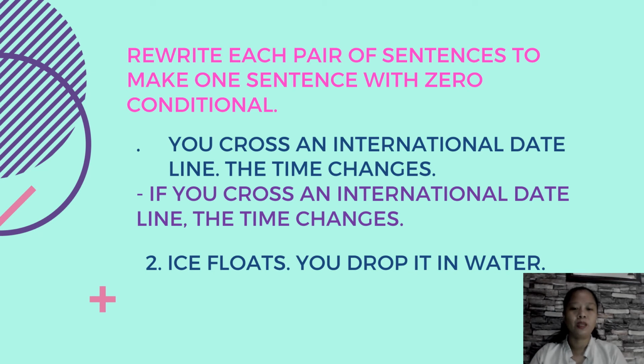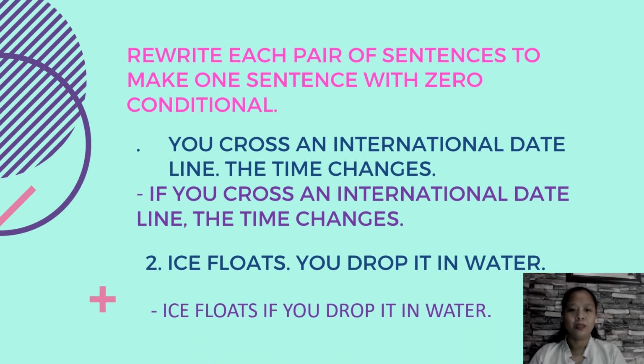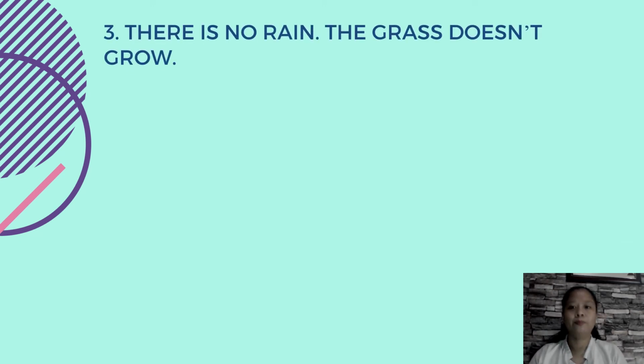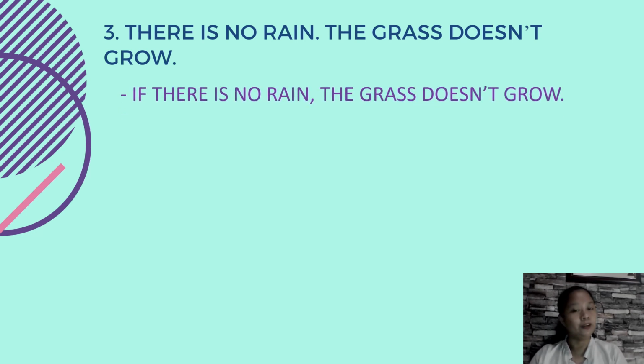Number 2, ice floats. You drop it in water. What should be your conditional sentence? Correct. Ice floats if you drop it in water. Let's go to the next items. Item number 3. There is no rain. The grass doesn't grow. What is your zero conditional sentence? Correct again. If there is no rain, the grass doesn't grow.